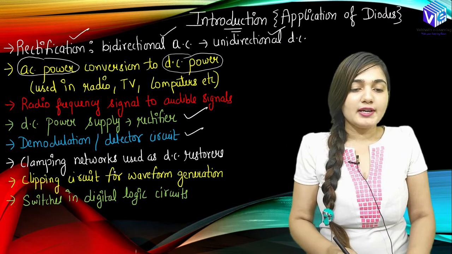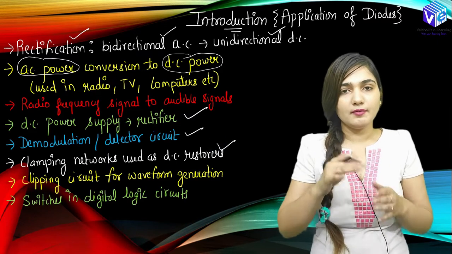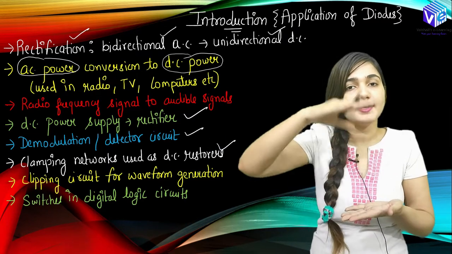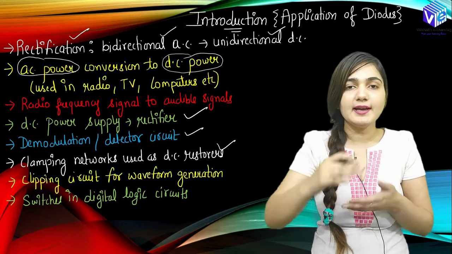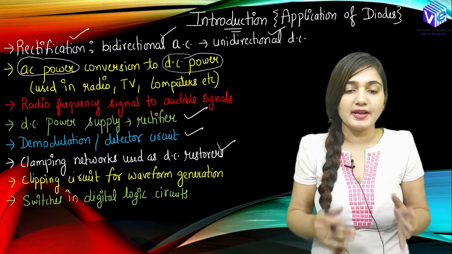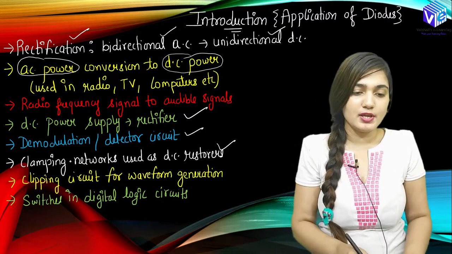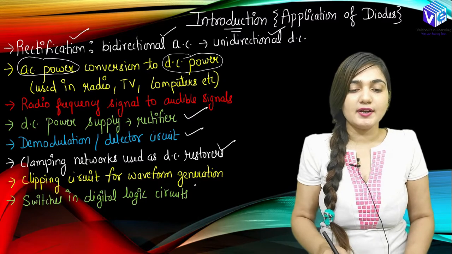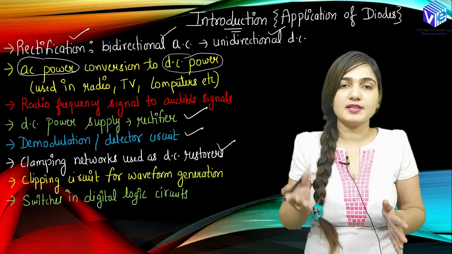Then it is used for the clamping network. Clamping means we can take this signal level to another level. If I need to increase its voltage level or the current level, I can do it with the help of clamping. We are going to talk about the clamping circuits as well in some upcoming videos. Then it is used for the clipping circuit for the waveform generation. It can be used for the clipping of the circuits as well.